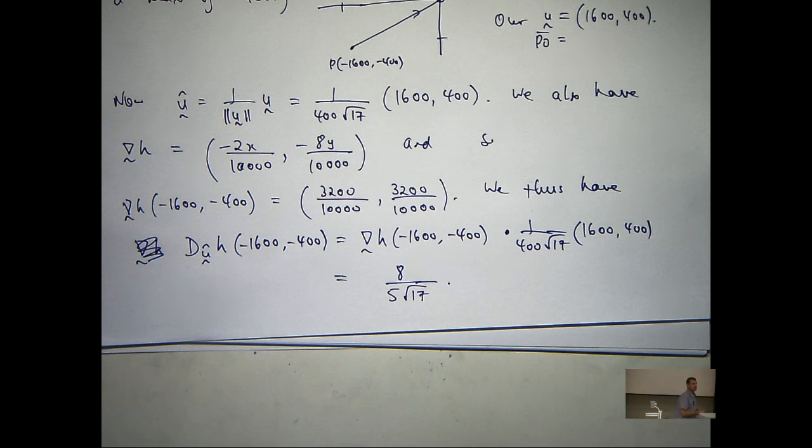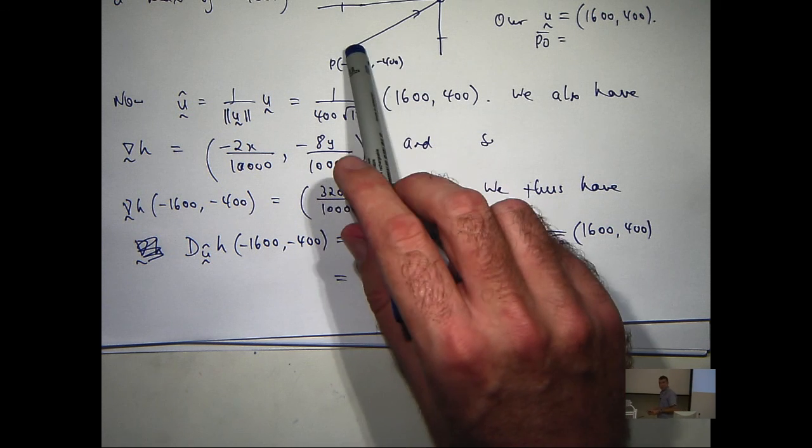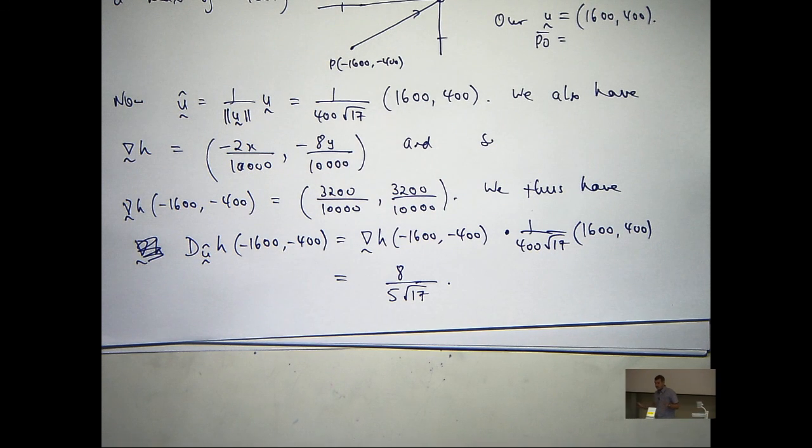So that is the slope of the mountain, that value, 8 on 5 root 17. That's the slope of the mountain at P in the direction of the peak. So part B then is, in which direction at P is the slope the greatest? So you want to know which direction is the most challenging direction to climb, let's say.